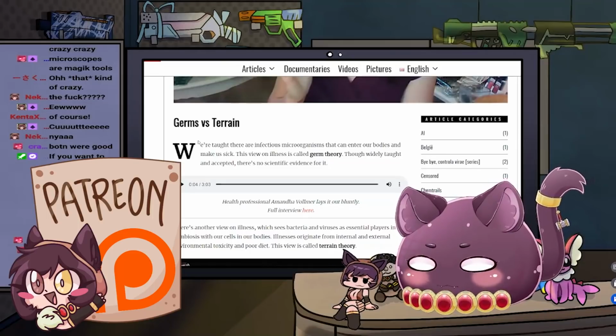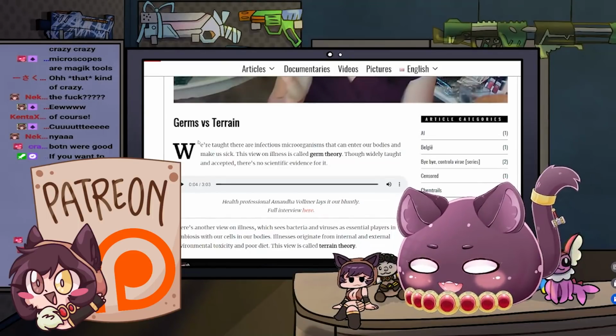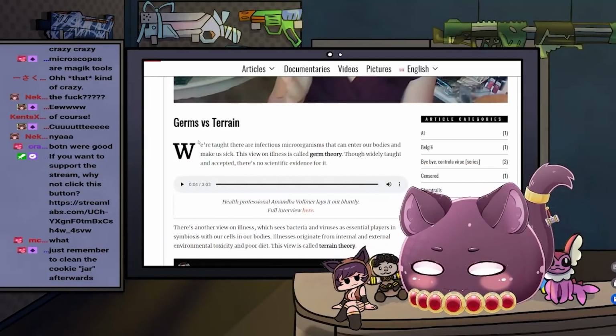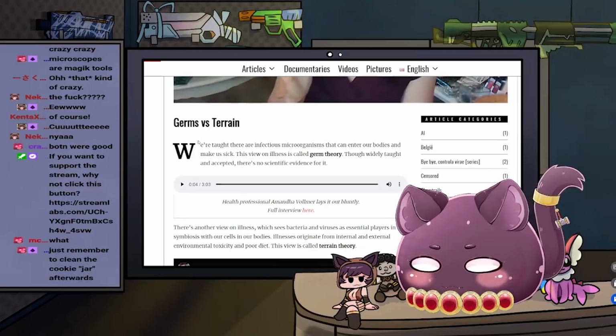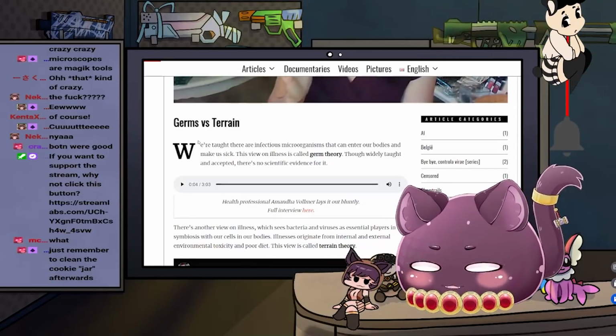We are taught that there are infectious microorganisms that can enter our bodies and make us sick. This view on illness is called germ theory. Though widely taught and accepted, there is no scientific evidence for it.